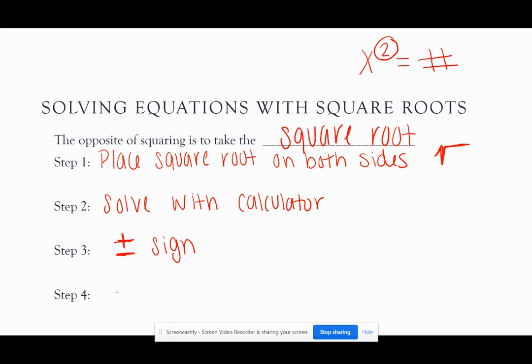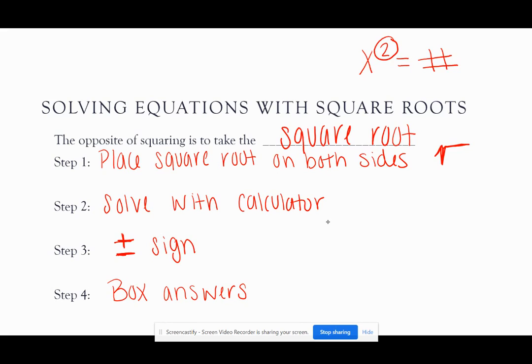And then, as always, I like you to box your answers because anyone can draw a rectangle. Not everyone can draw a beautiful circle. So just box your answers. Just to recap, it's in the form x squared equals some type of number. The opposite of squaring something, so x squared, is to take the square root. So our step 1 is to place the square root on both sides. Then we're going to solve with our calculator, add the plus or minus sign, and then you just box your answer.